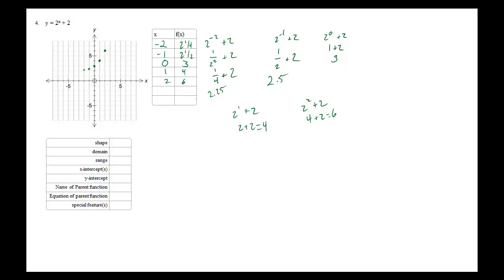And now you can see this is going 6, 4, 3, 2 1/2, 2 1/4. It's getting closer and closer, smaller and smaller. It's not getting closer and closer to 0 this time. Now, if you're not sure about that, then go ahead and put in another number.